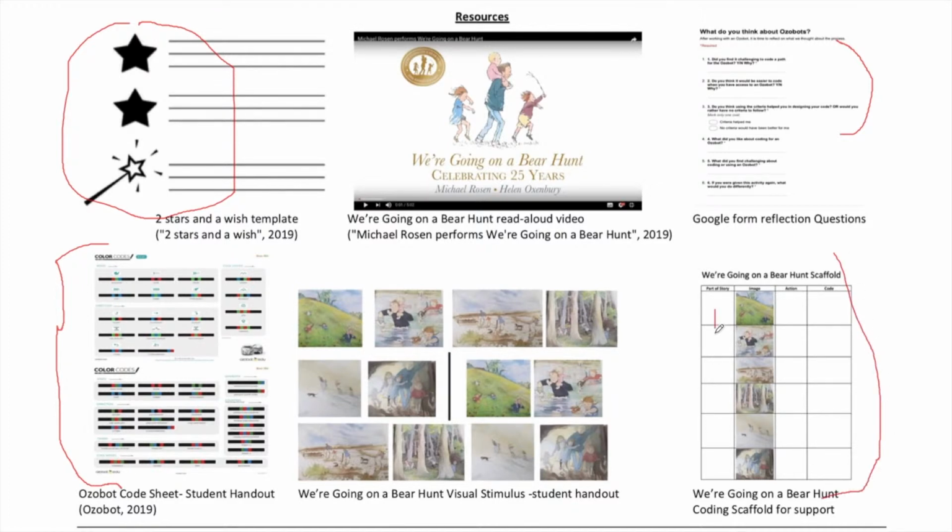So we have part of the story in this column, the image, action, and what the code would look like, as well as visual stimulus for those who just need something to look at. We also have the read aloud book if students need an extra recall.